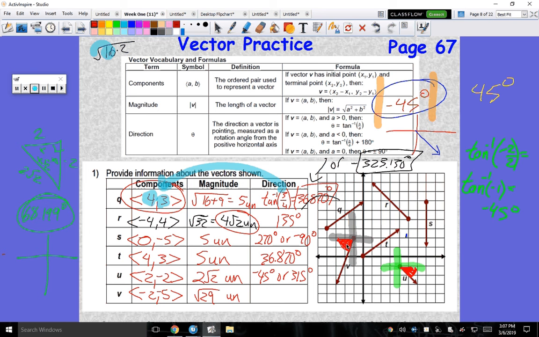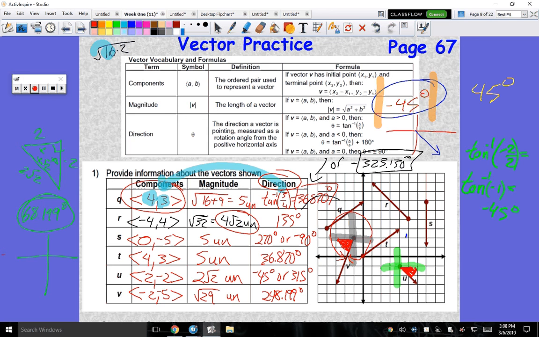So what am I going to add to this to tell me what the direction is going to be from 0? What am I going to add to it? Yeah, 180. Because from 0, 180 plus that would get me to 248.199. And if I subtract that from 360, I could put negative 111.801. Either one's going to work.